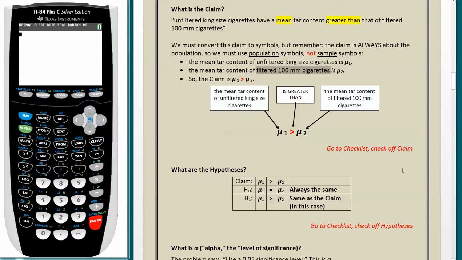And now right under that is hypotheses. So what are our hypotheses? We start with the claim, and I really encourage you, line up everything just like this. It's very important to keep all this straight. Our claim is that mu1 is greater than mu2. H0 is always mu1 equals mu2, which means our claim has to live in H1, so we're just going to repeat the claim right down here in H1. Mu1 is greater than mu2. Once we have this, we can go to our checklist and check off hypotheses.